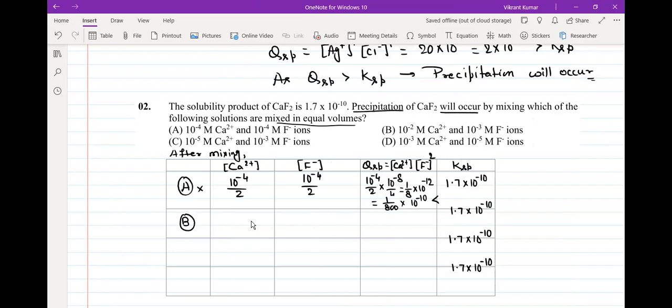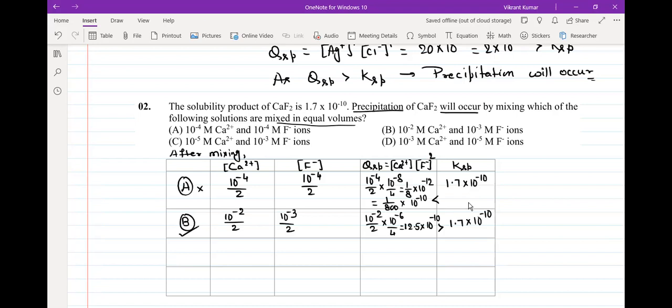Similarly, in B we have got, now you have the idea, 10 raised to minus 2 by 2. This is 10 raised to minus 3 by 2. So this will become 10 raised to minus 2 by 2 into 10 raised to minus 6 by 4. And that will give you 10 raised to minus 8. So what comes will be 12.5 into 10 raised to minus 10. And this is greater than 1.7 into 10 raised to minus 10. So here we'll write that this is greater than 1.7 into 10 raised to minus 10. So here definitely precipitation will occur.